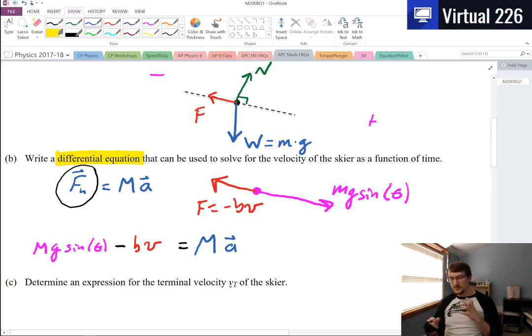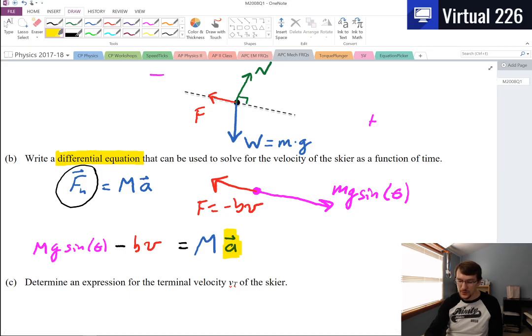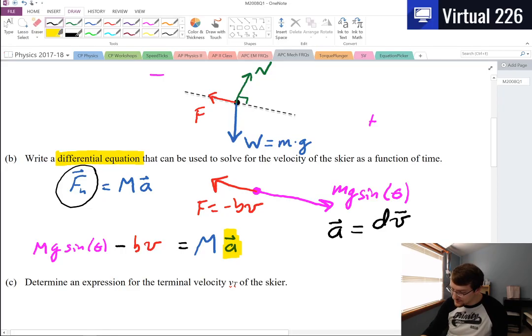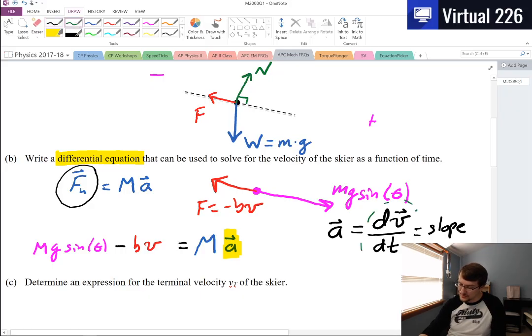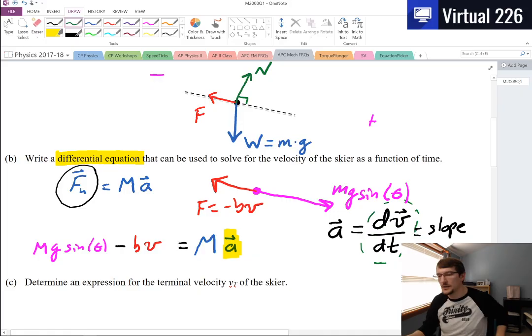The only thing we need to do in order to turn this into a differential equation is to recognize what this acceleration is. If we plot a velocity graph, we see that the acceleration is the slope of that graph. So this acceleration here, and this is true anytime we see a differential equation with forces, that acceleration is going to equal dv dt. This is just a slope, okay? This is how in calculus we write slope, dv dt, as a function of time.